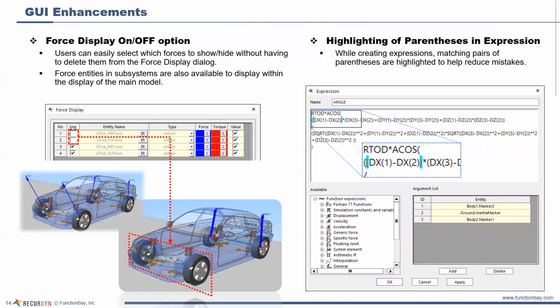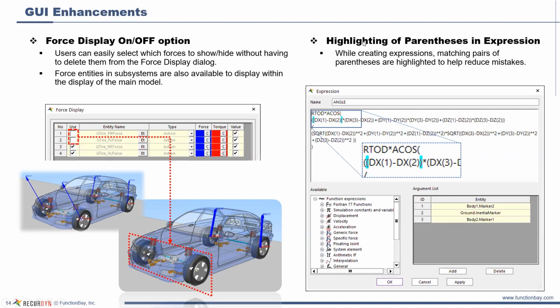There are some other GUI enhancements, such as an enhancement to the force display. The enhancement here is that there's now a checkbox for each force, which determines whether or not you want to see that force in the modeling window. Before, you had to delete the force from the list, and then if you had to add it back in, that was a little bit more of a process to go back and find the marker. So this just makes it a lot easier to switch the force displays on and off.